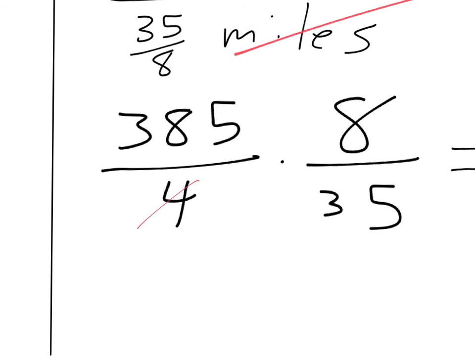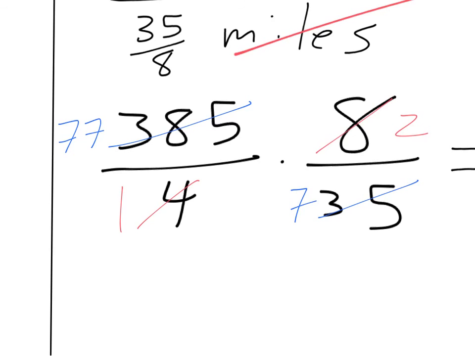First thing I see is that I could take a 4 out of both of these. It leaves me with a 2 and a 1. And I have a feeling I could cancel out something here as well. I could definitely do 5s. So let's just go ahead and do that. 385 divided by 5 is 77. And 35 divided by 5 is 7.